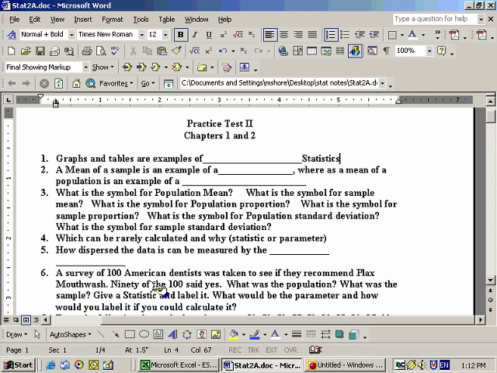A survey of 100 American dentists was taken to see if they recommend Plaque's mouthwash. 90 of the 100 said yes. What was the population? What was the sample? Give the statistic and label it. And what would be the parameter? How would you label it if you could calculate it?